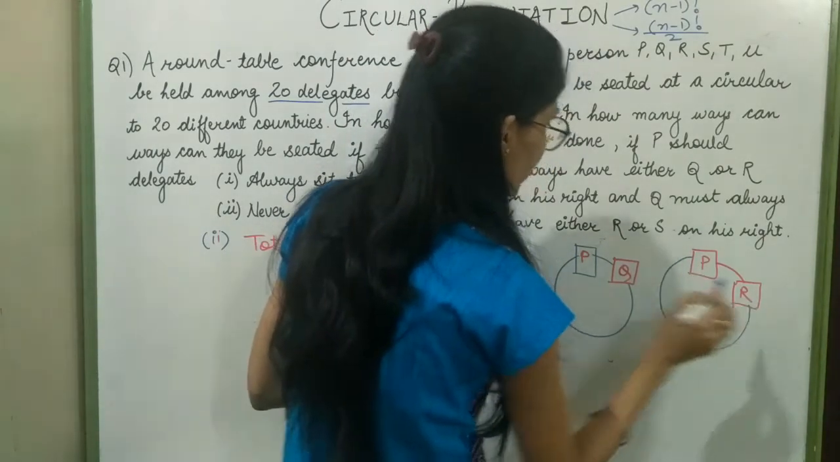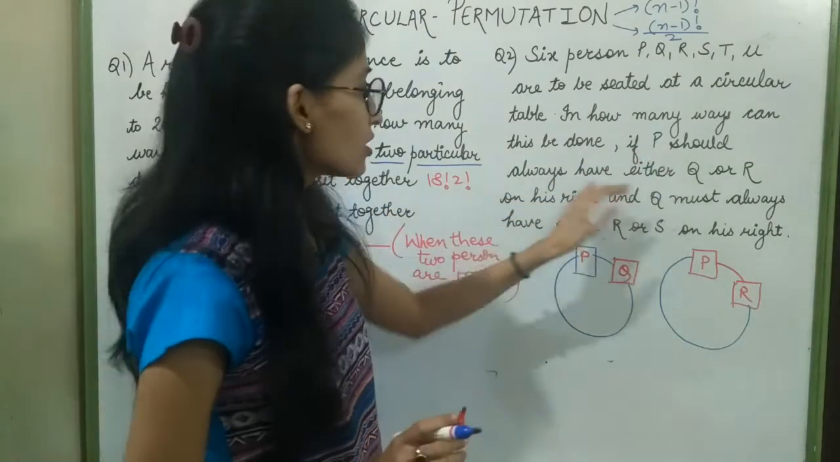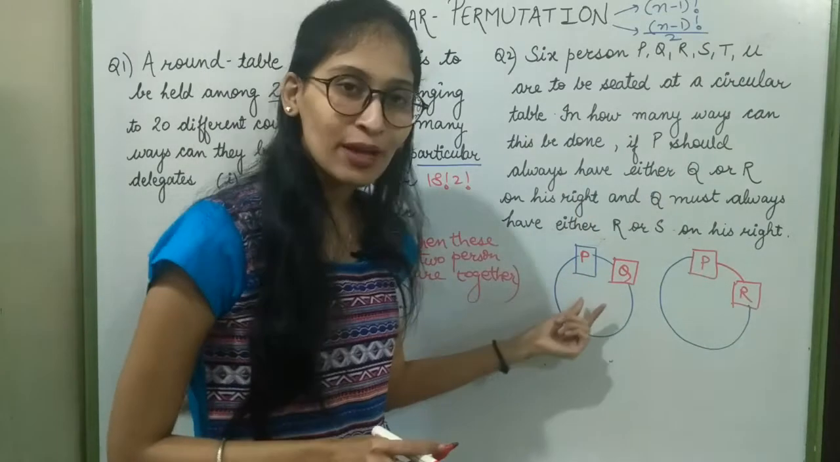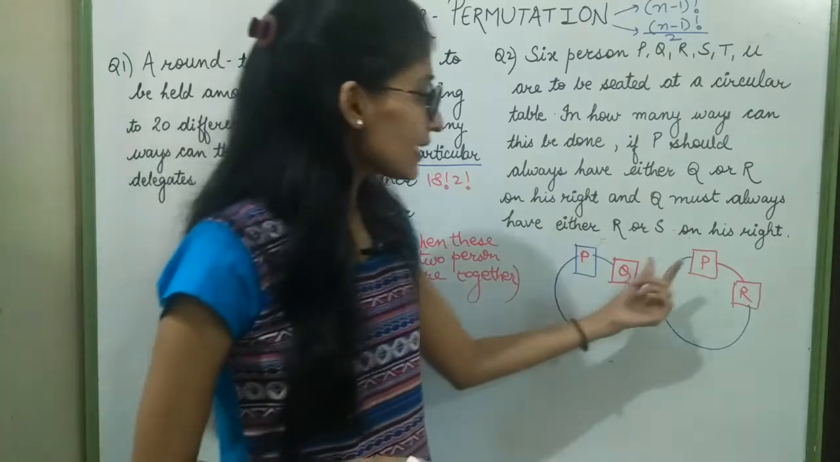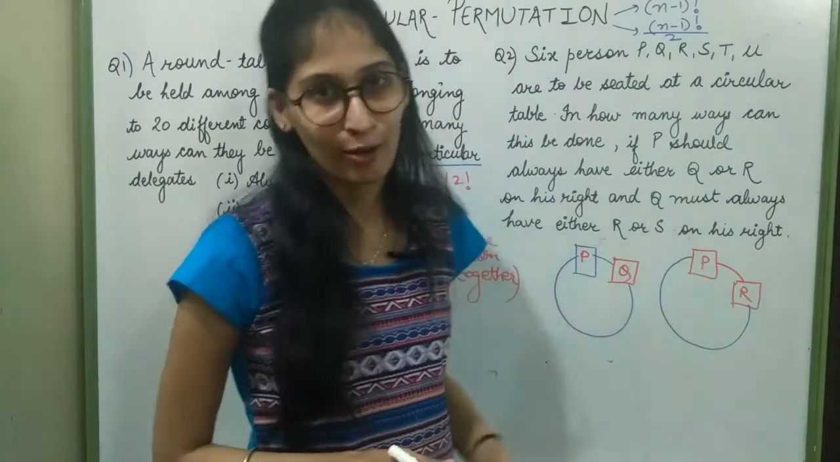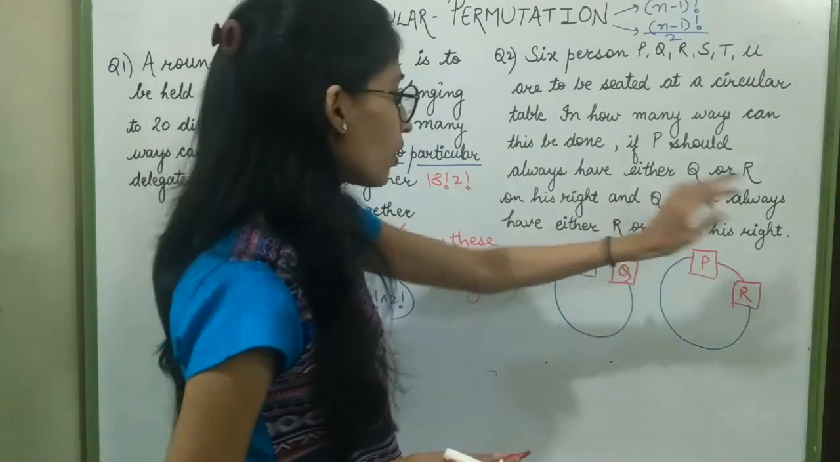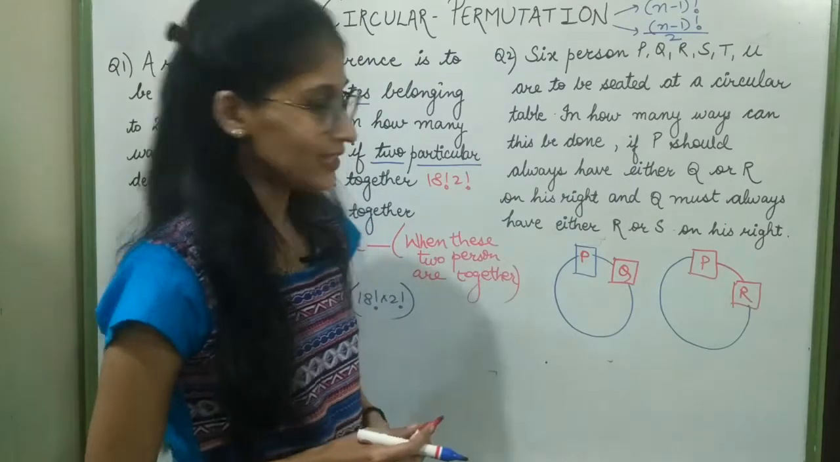So these will be my two possible cases. I have seated P at one position. P should have either Q or R on his right. In my first case, P is having Q on his right. In my second case, P is having R on his right. Next, Q must always have either R or S on his right.